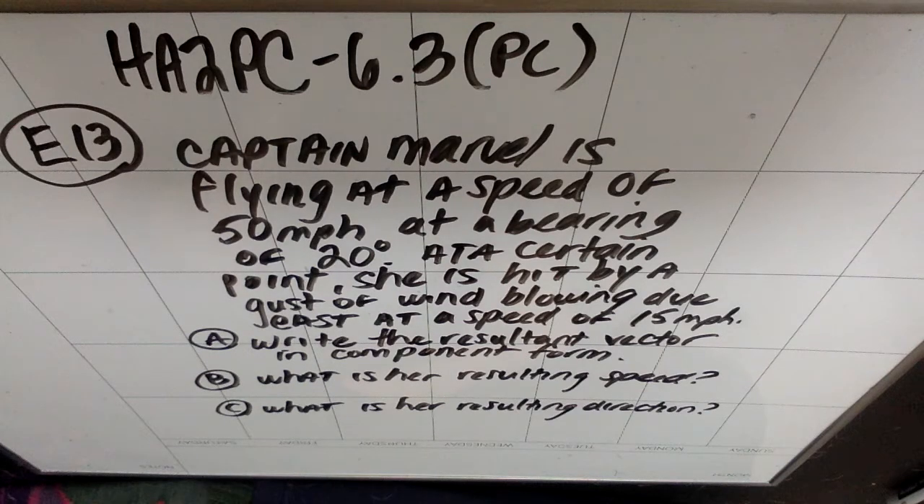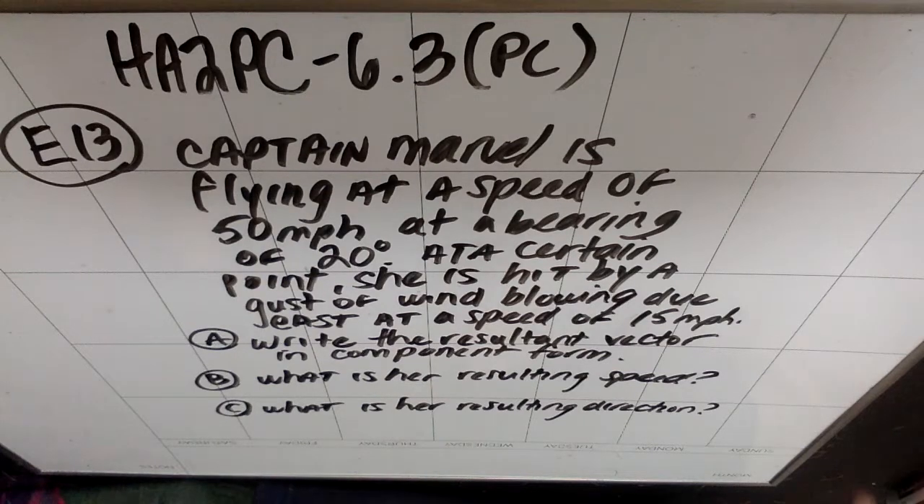Captain Marvel is flying at a speed of 50 miles per hour at a bearing of 20 degrees. At a certain point, she is hit by a gust of wind blowing due east at a speed of 15 miles per hour. Write the resultant vector in component form. What is her resulting speed? What is her resulting direction?